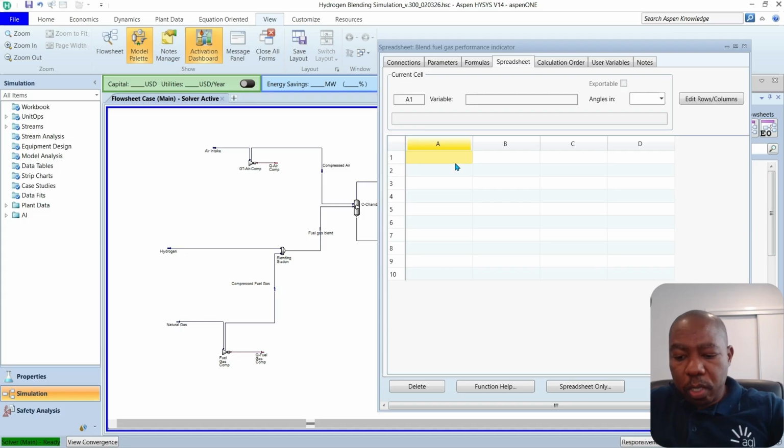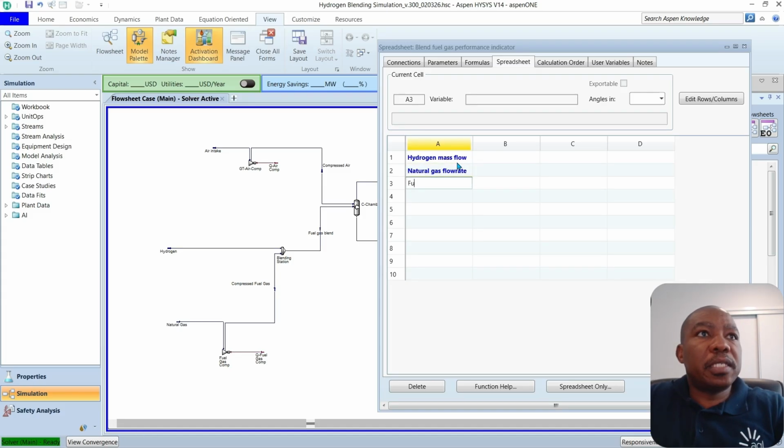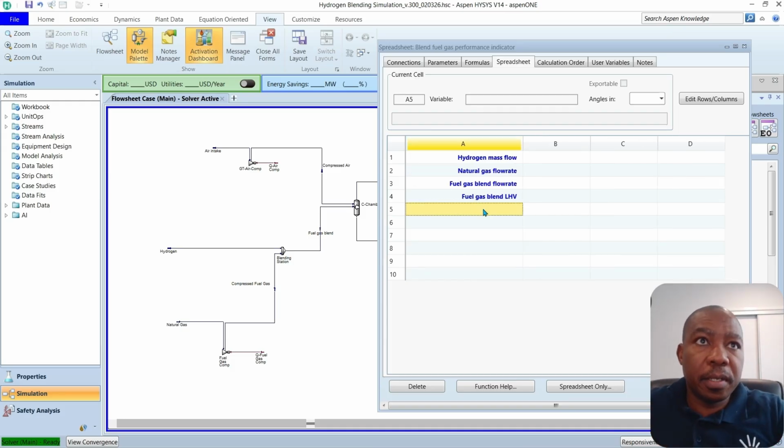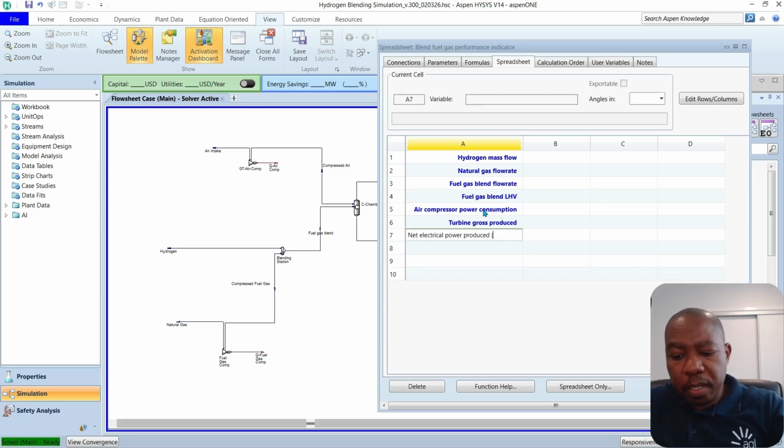It's obvious. The first one would be the hydrogen mass flow, and the second one would be the natural gas flow rate, and the fuel gas blend flow rate. 4 would be the fuel gas blend lower heating value. So when I say the fuel gas blend, that's the blended gas, the hydrogen plus natural gas. And then we're also going to track the air compressor power consumption. We're going to also track the turbine gross power produced, and we are also going to check the net electrical power produced, and that will be in megawatts.